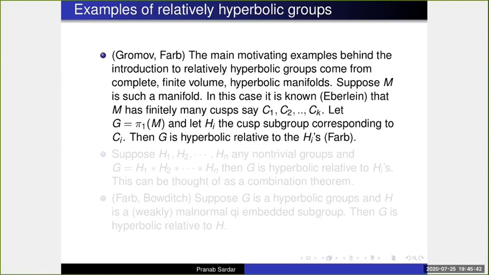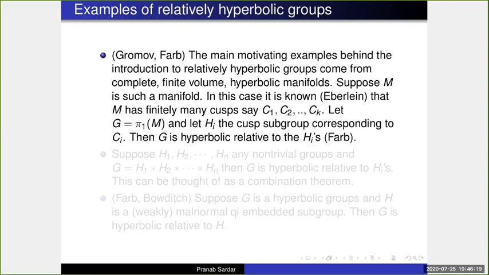And you take the cusp subgroups, Hi. So he proves that these cusps have a kind of collar neighborhood, some manifold cross zero to infinity kind of neighborhood. And these Hi's are the fundamental groups of these manifolds. So these are cusp subgroups. And then G is hyperbolic relative to the Hi's. So this was sketched by Gromov and rigorously proved by Farb in his paper on relatively hyperbolic groups. So this is the main motivation behind the definition of relatively hyperbolic groups.